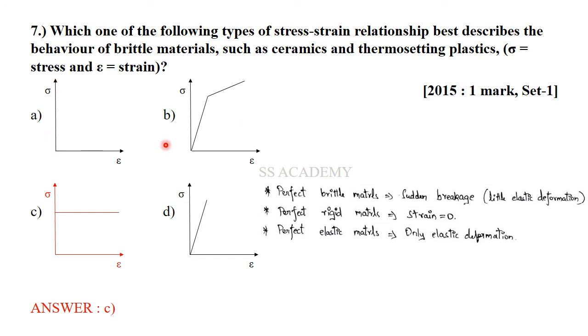This corresponds to a rigid material. This is a linear material, that is, elastic material with linear strain hardening. This corresponds to a plastic brittle material if it is plastic, and this corresponds to a perfect brittle material and a perfect plastic material.